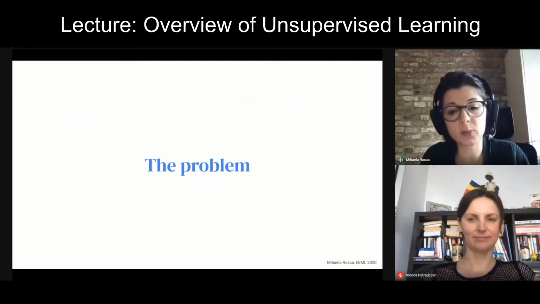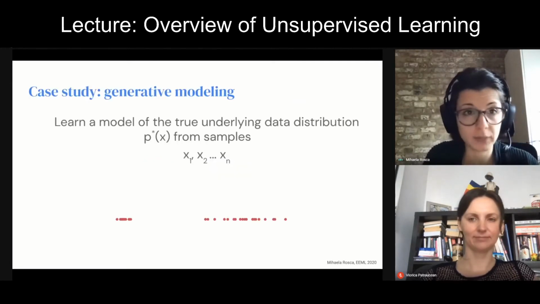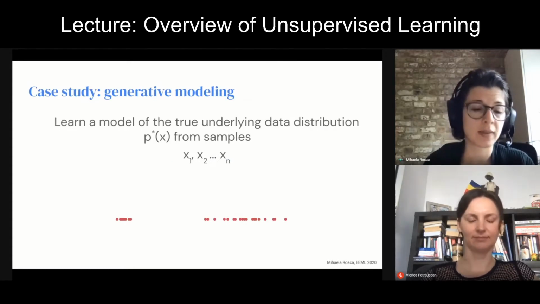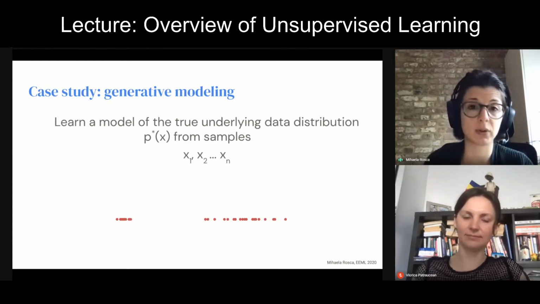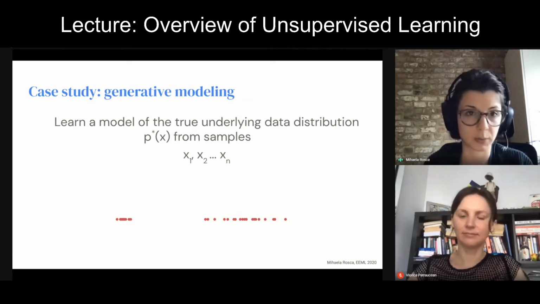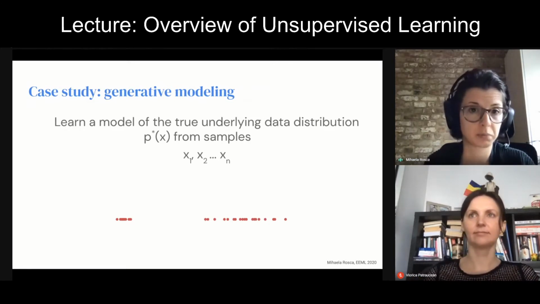And to start with, let's look at a problem. I'm going to focus on generative modeling as a case study, but this idea of choices and the trade-offs that you have between different choices is really applicable for all types of unsupervised learning. It's just easier to look and study one in detail for now.